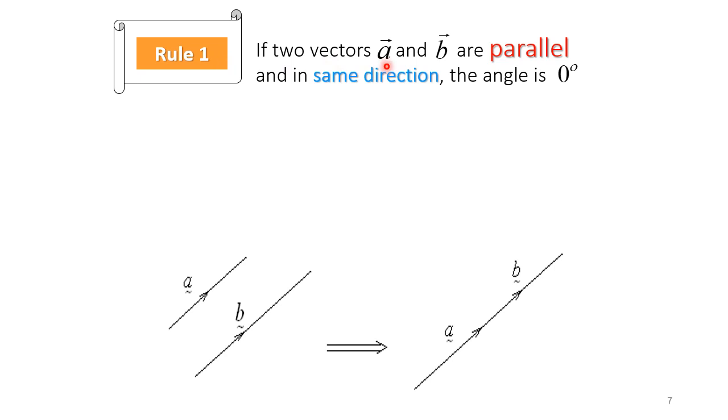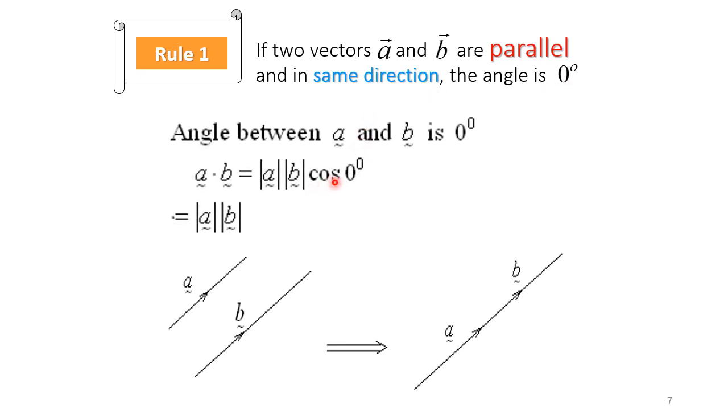The first one, if the angle is 0, the two vectors, vector A and vector B, are considered parallel and in the same direction. Remember, if the question mentions parallel and same direction, straight away we know the angle is 0. When we substitute into the formula of the dot product, cos 0 is 1, so we can eliminate cos theta, leaving only the magnitude of vector A times the magnitude of vector B.